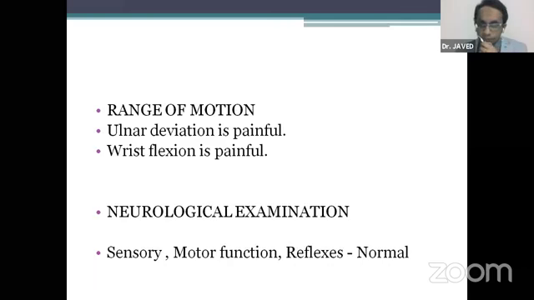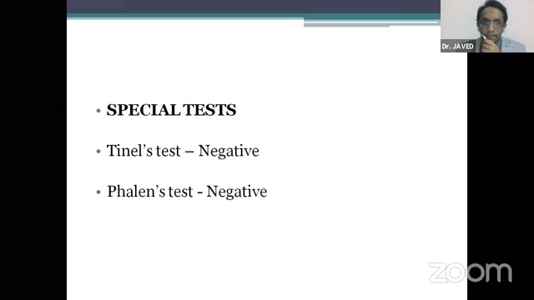Coming to the range of motion, ulnar deviation was painful. Wrist flexion also was painful. Coming to neurological examination, sensory function, motor function, and reflexes were all within normal limits. Special tests, especially Tinel's sign was negative. Phalen's test also was negative.